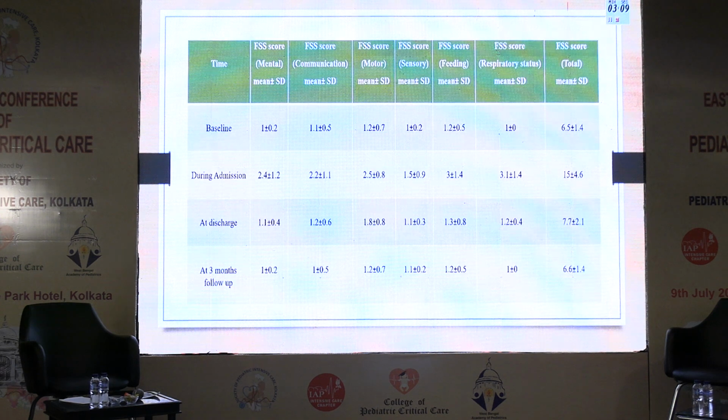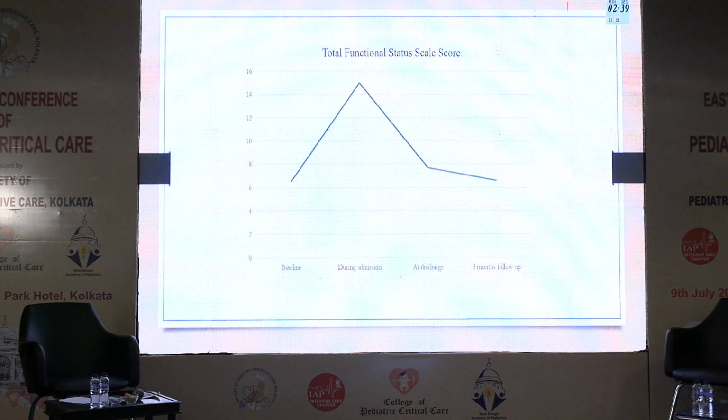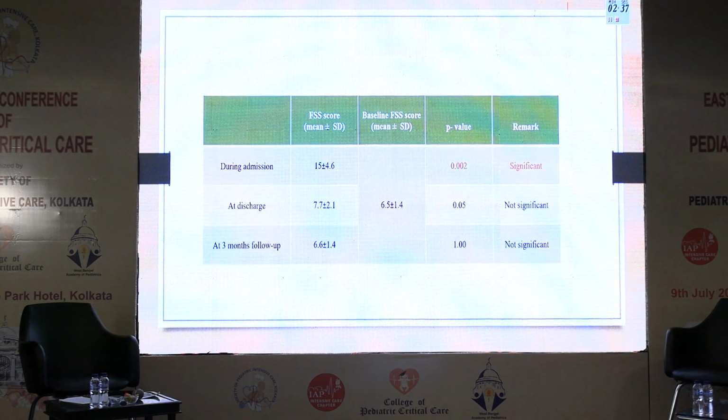Now these are the mean scores that we obtained of different parameters, also the total scores. I would like to focus at the point that the maximum scoring was seen while the children were admitted in PICU, that is, maximum disability was there. The parameters which were maximum affected were feeding and respiratory status, while at discharge it was slightly increased, that is 7.7, and the maximally affected parameter was motor parameter. So this shows us a trend of our functional status score.